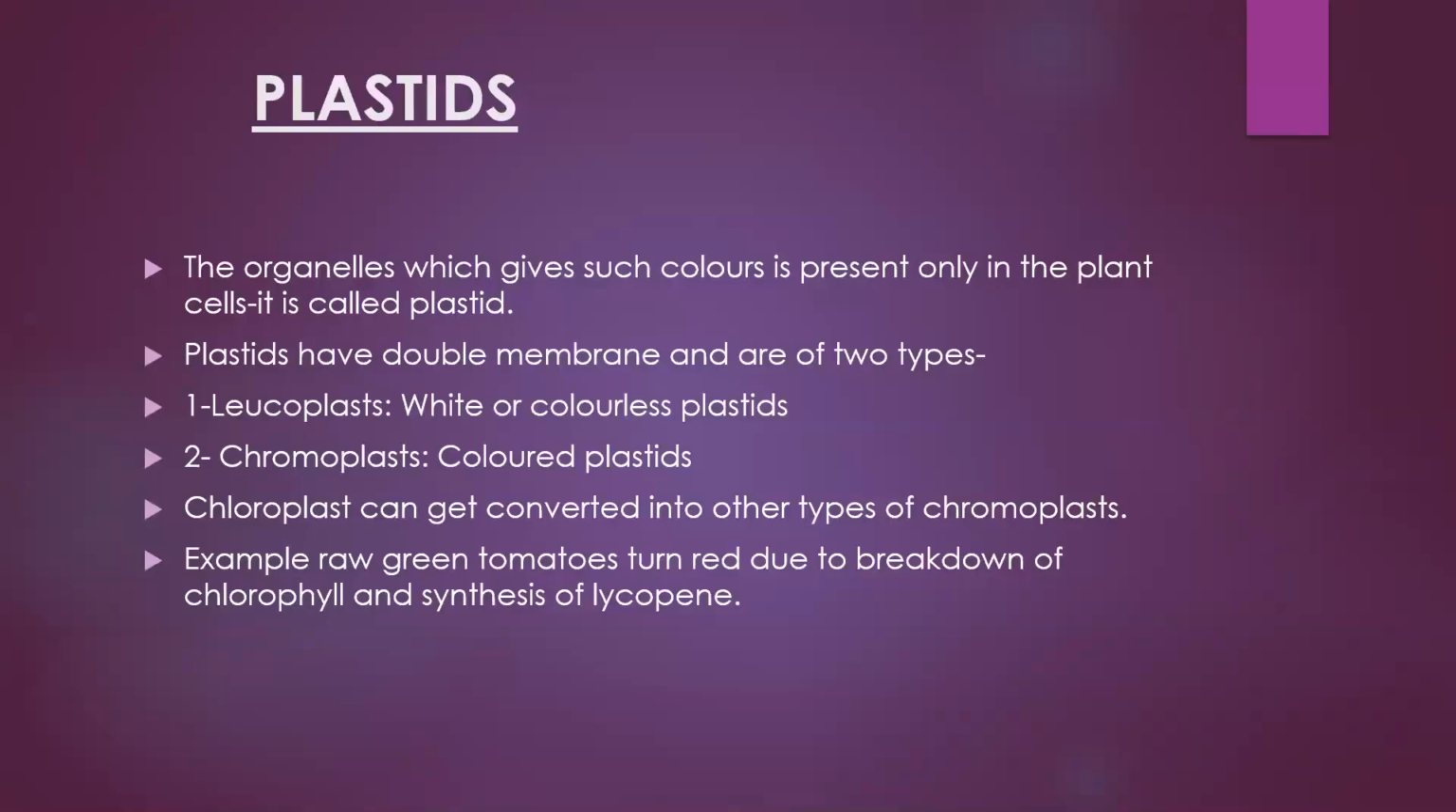Next is plastids. The organelles which give such colors are present only in the plant cells. It is called plastid. Plastids have double membrane and are of two types: leucoplast, white or colorless plastids, and next chromoplast, which is colored plastid. Chloroplast can get converted into other types of chromoplast. Example: raw green tomatoes turn red due to breakdown of chlorophyll and synthesis of lycopene.